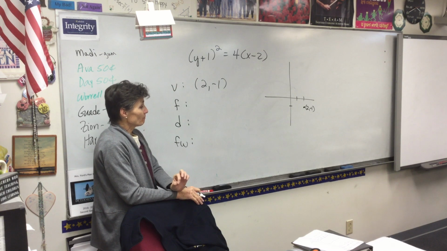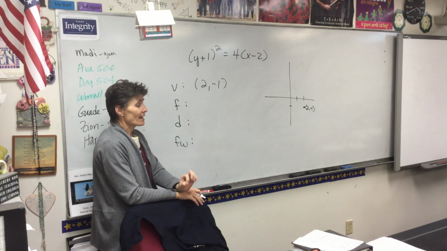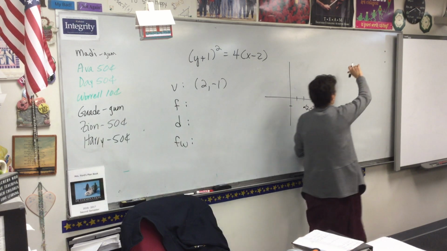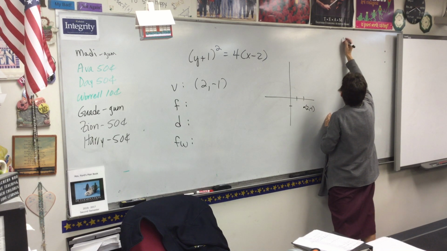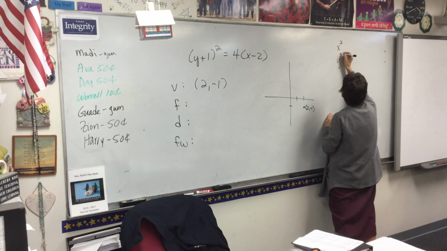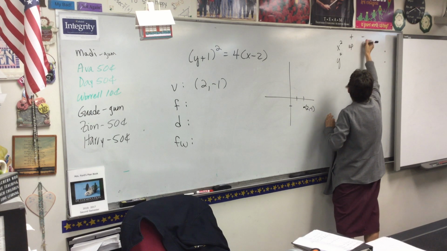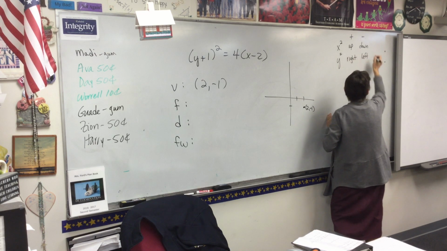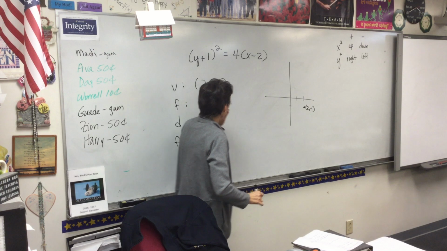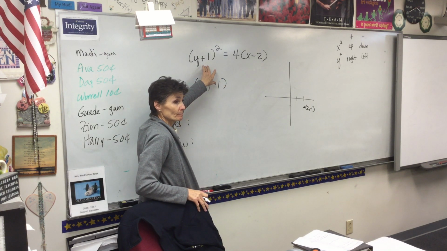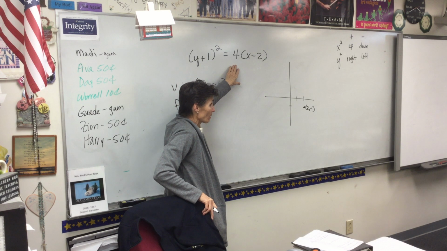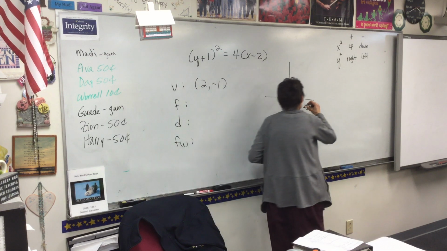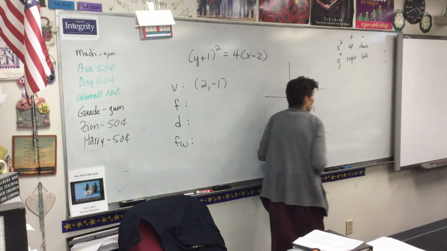Now, before I can find this other stuff, I have to know which way it opens. Yesterday I had you write on your paper that if it is x squared positive, it's up, and negative, it's down. If it's y squared positive, it's right, and negative, it's left. When I look at my equation, it's y squared, and it's a positive number. So what does that mean? It opens to the right.